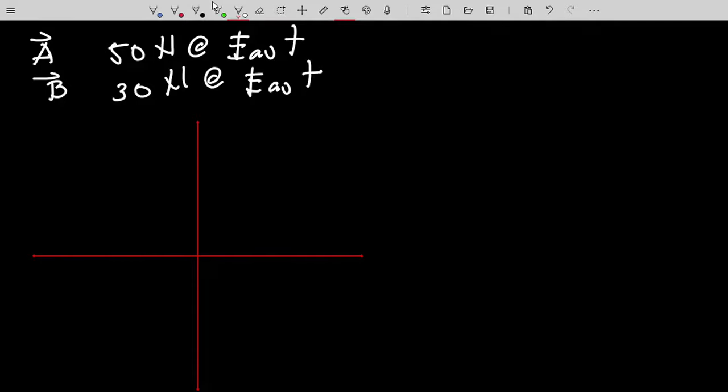But first, let's try to graph these vectors. So we know that your vector A is going to the east direction with a value of 50 newtons. So this is your vector A. And we know that our vector B is also going to the east direction with a value of 30 newtons. So this should be our vector B, and it has a value of 30 newtons. Because they are both directed in the same direction, we are just going to simply add these two vectors.